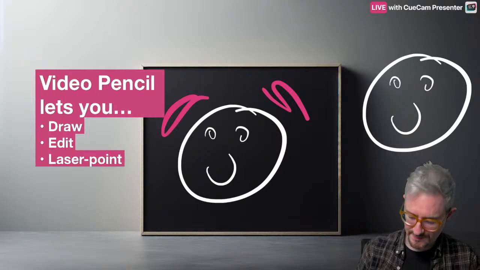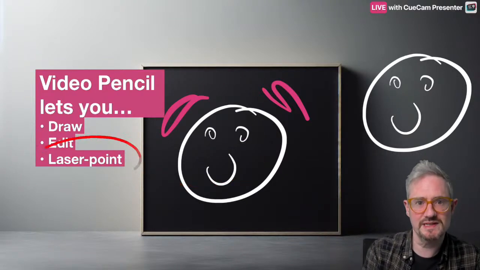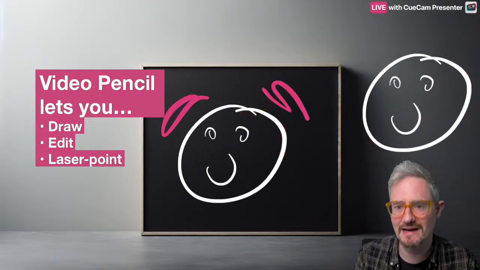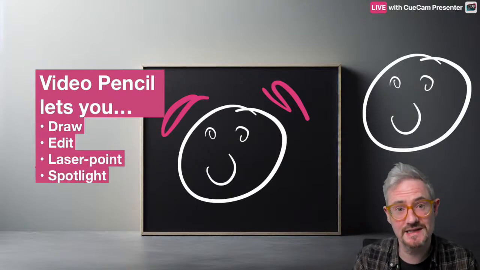You can laser point. So I can select my laser pointer and talk about, okay, we're going to do some laser pointer stuff. That's a really good way if you want to indicate something on the screen without actually drawing. That's quite handy. You can spotlight content as well.